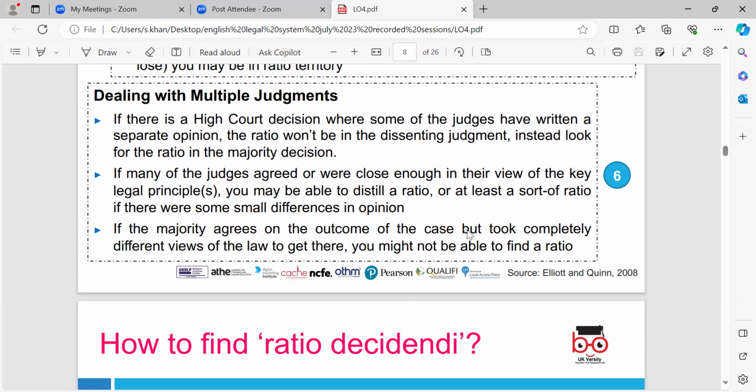If the majority agrees on the outcome of the case, but took completely different views of the law to get there, you might not be able to find a ratio.